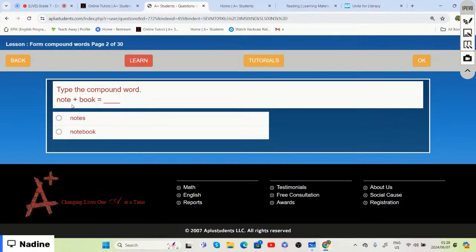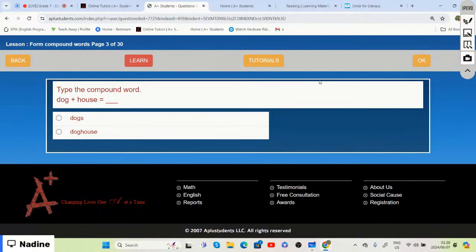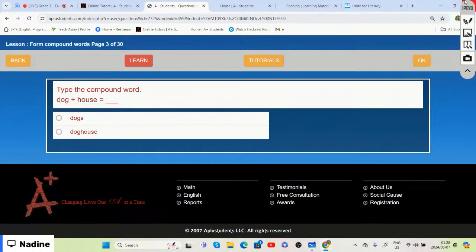So we said that note plus book is notebook. So well done. Notebook is correct. It's two different words, right? But now we joined those two words together to make it one word, and we have notebook. Now we have a dog house.